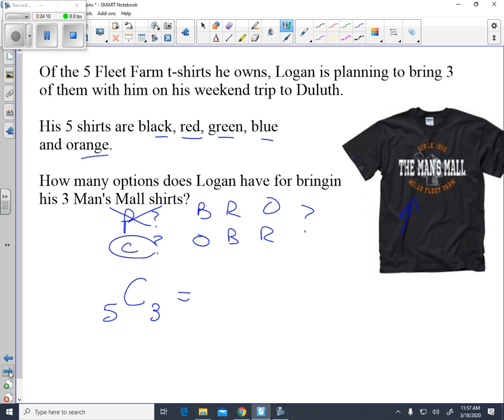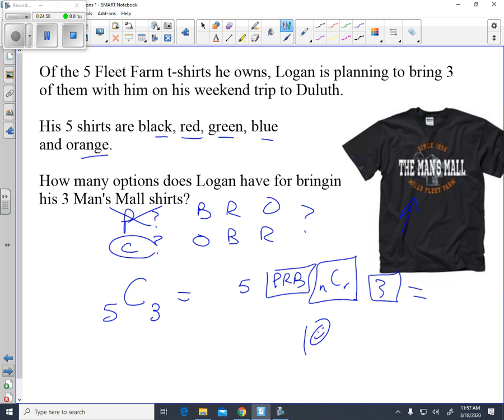So I'm going to use my calculator now and I'm going to go 5, hit PRB. Maybe you're doing an online calculator. 5, PRB, choose combinations, tell the calculator there's 3 shirts that he's going to choose. I got 10. Did you get 10? I think it's 10.